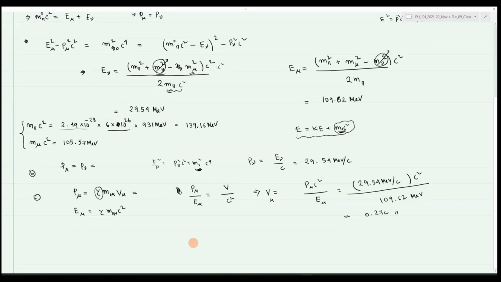Similarly, if you go to find the speed of neutrino, P neutrino C squared by E neutrino, how much will it become? Are you guys with me? Yes, it will come out to be equal to C.